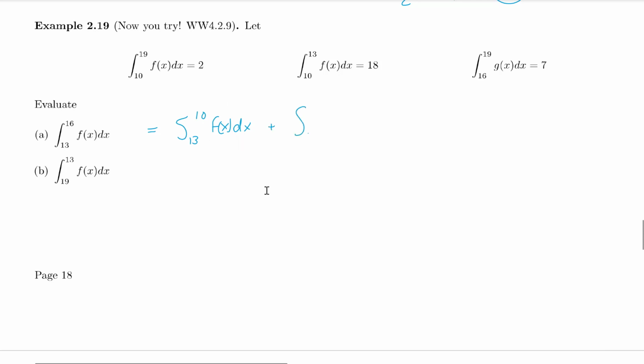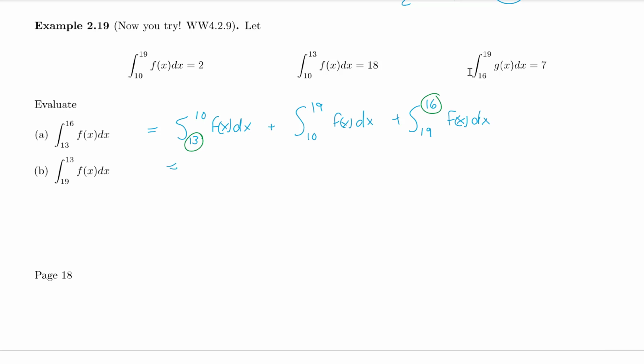Now, my end point of my first integral was 10, so that has to be the starting point of my second integral. And if I go from 10, I can only go to 19. So I need to go to 19 there, f of x dx. And then my last integral will be from 19 to 16. So I went from 13 to 10, 10 to 19, 19 to 16, and that resulted in going from 13 to 16 overall. I need to finish. This is f of x dx.